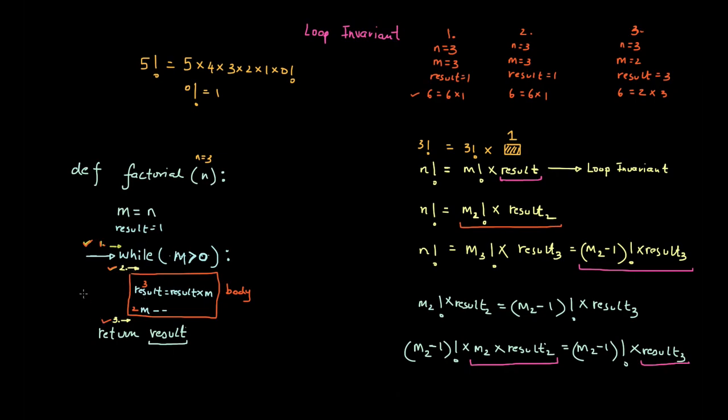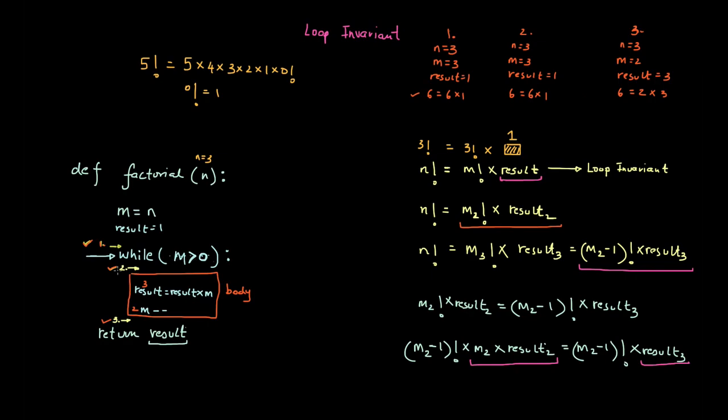So what happens now? After point 3, I just ensured everything is still okay. The loop is about to begin a second iteration, at which point I check whether m is still greater than 0. What is m now? m at this point is 2. 2 greater than 0 is true.